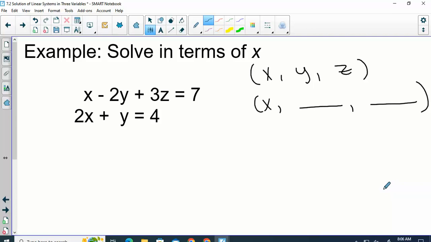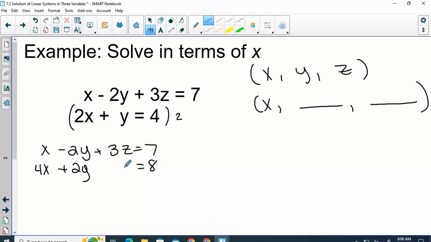Okay, so if we do that, we have x minus 2y plus 3z equals 7. This would be 4x plus 2y equals 8. If you add those together, we get 5x. The y's cancel. Plus 3z equals 15. How do we use that?